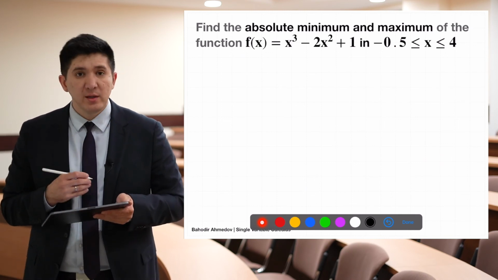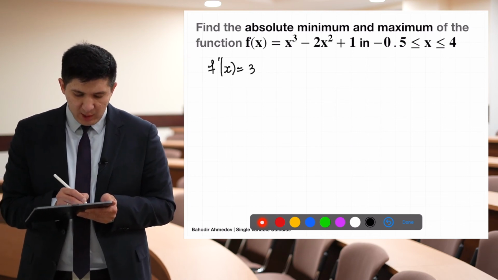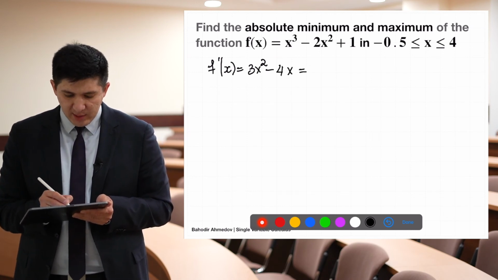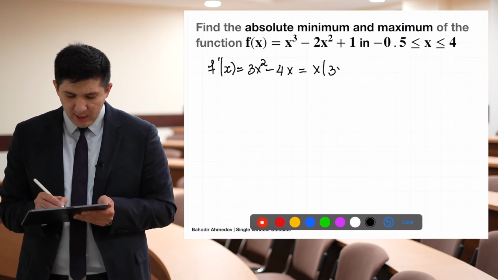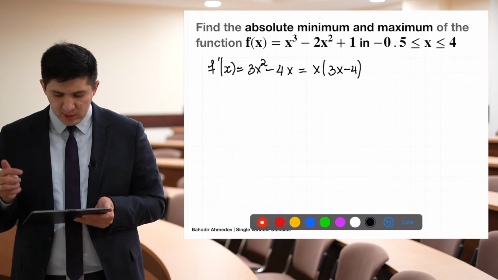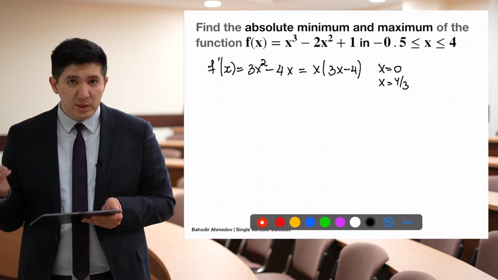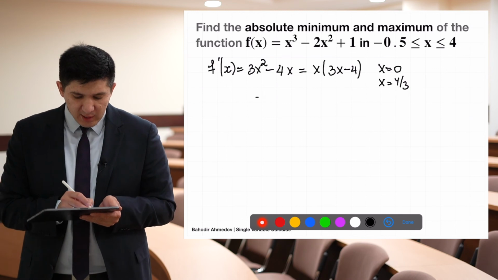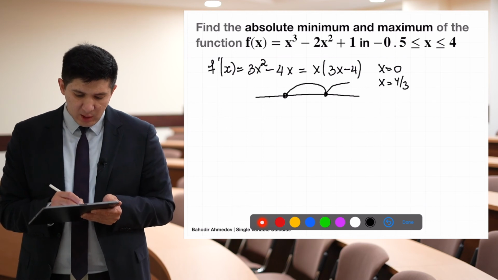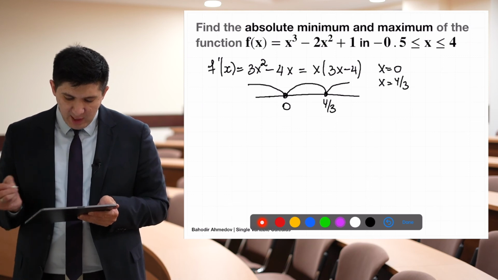So let's first of all find all of the critical points. We have to take the derivative of this function. It's going to be 3x squared minus 4x. I'm going to take out the x from the brackets, and it's going to be x times (3x minus 4). So there are essentially 2 critical points in this domain: x equal to 0 and x equal to 4 over 3. I can even say which of them is the local maximum and local minimum if I just put them on the number line and look at the signs of the derivative.